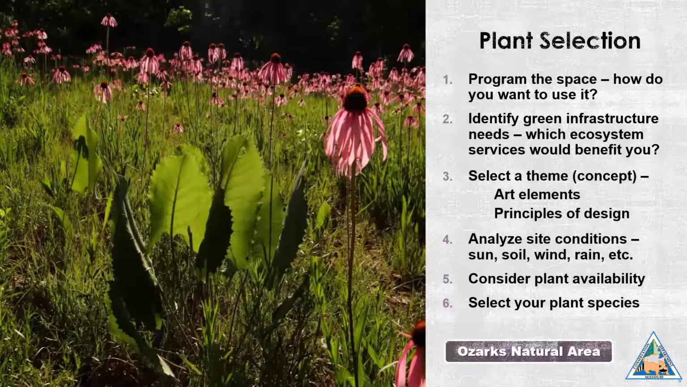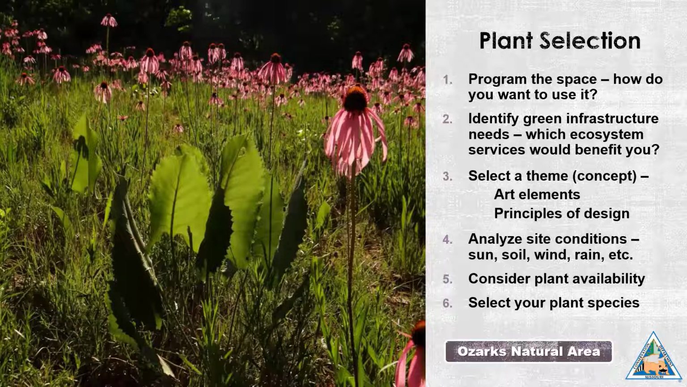There are quite a few criteria that I consider when selecting plants for any kind of plan that I'm working on. They're listed on this slide in no particular order, but they do include a consideration of how the space will be used or how it will be programmed. And this is not only for how people will use the space, but also potentially how wildlife are going to use the designed space. I'm also going to consider any green infrastructure needs, including ecosystem benefit services that I might want to have provided within the context of my project.